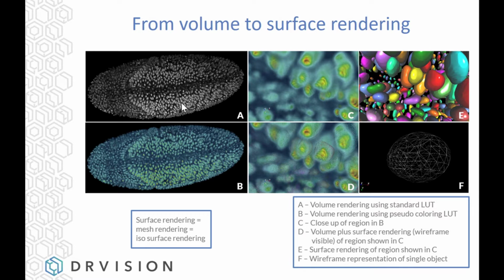So this is using the standard lookup table, or LUT. You can pseudo-color it if you like to play around with colors, or you have something of interest that you want to highlight. And this is an example down here. That's a zoom-in area roughly around this region of the pseudo-colored volume rendered dataset.